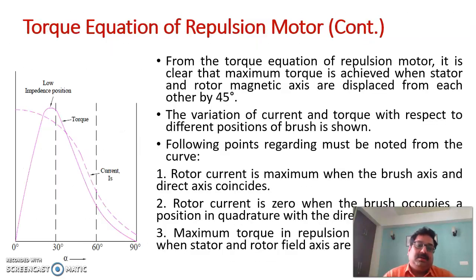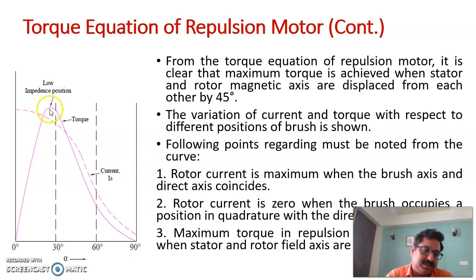Now if we analyze the relation between torque and displacement alpha, we can get from the torque equation of the repulsion motor that the maximum torque is achieved when the stator and rotor magnetic axes are displaced from each other by 45 degrees, right? So the variation of the current and torque with respect to different positions of the brushes can be obtained.